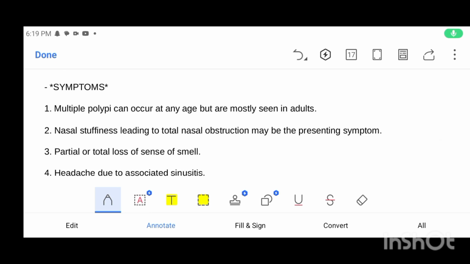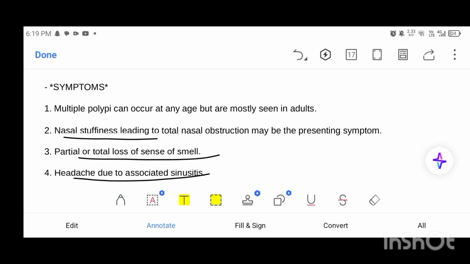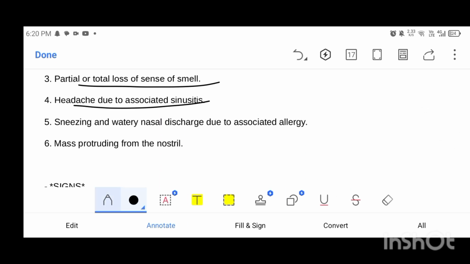Nasal polyps. What are the symptoms of the nasal polyps? The symptoms are basically nasal stiffness, partial or total loss of smell, headache, and then sneezing, nasal discharge, and a mass protruding from the nostril.